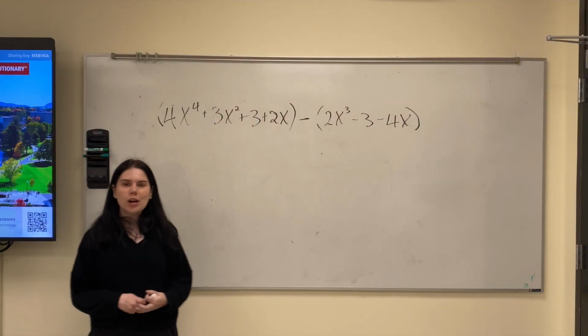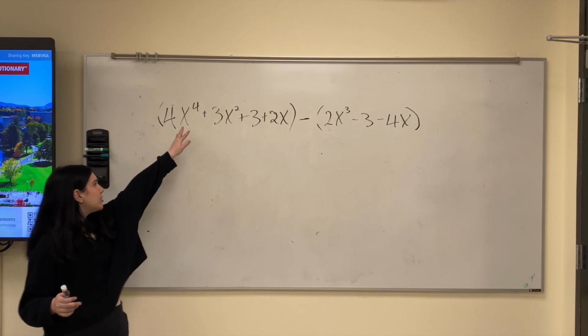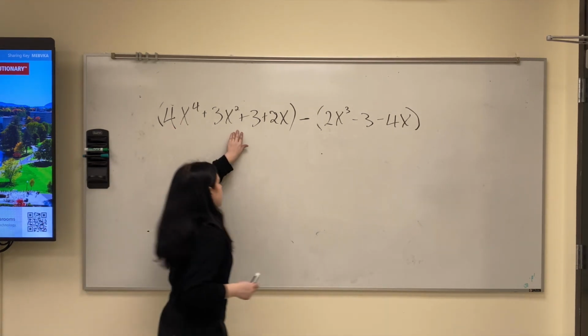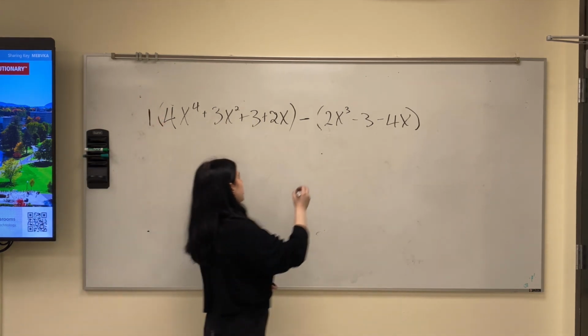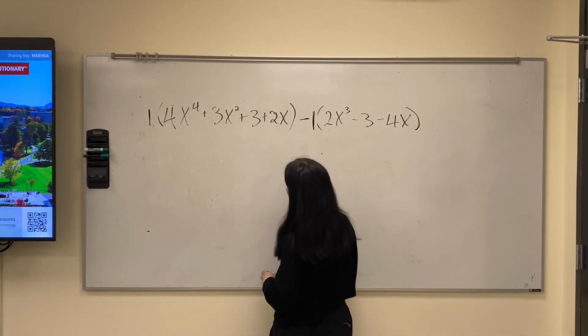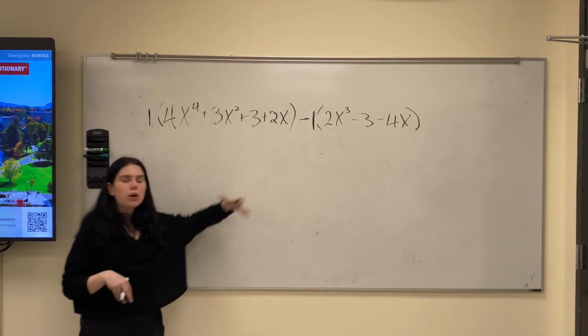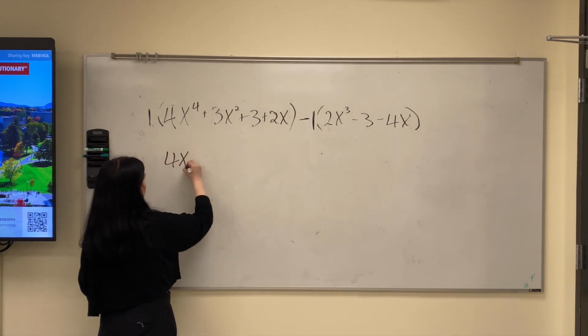The last thing we're going to talk about today is subtracting 2 polynomials. So I'm going to take the same polynomials as before, except this time I'm going to subtract this one from this one. So again, I'm going to draw an invisible 1 in front of the parentheses. And when I distribute this one to all of the terms in this polynomial using the distributive property, none of the terms change.